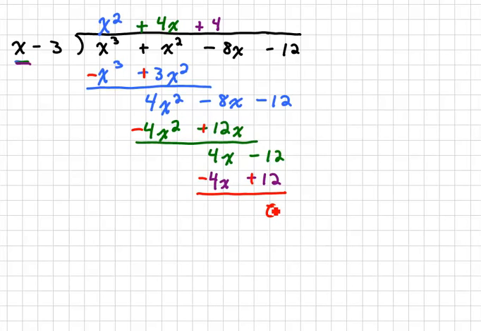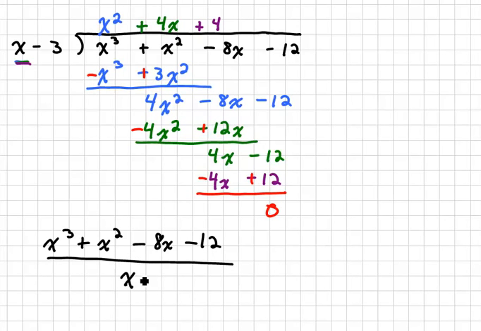It basically means that, I'll set up the division algorithm. We're saying that x cubed plus x squared minus 8x minus 12, divided by x minus 3, equals x squared plus 4x plus 4.